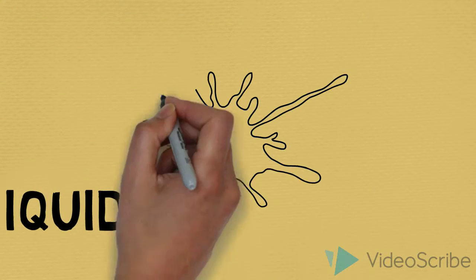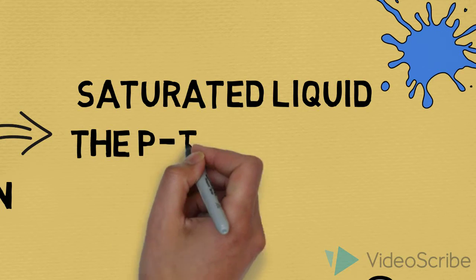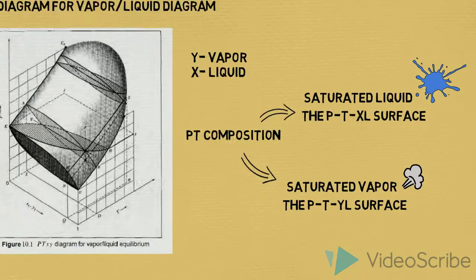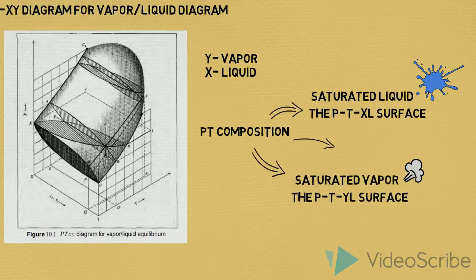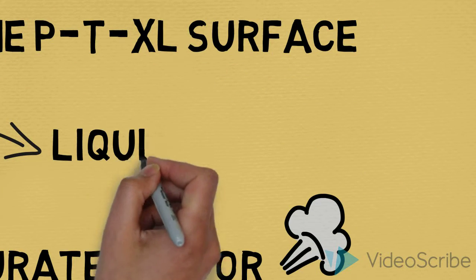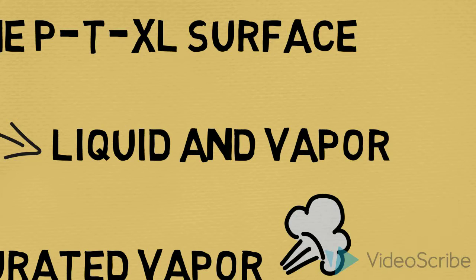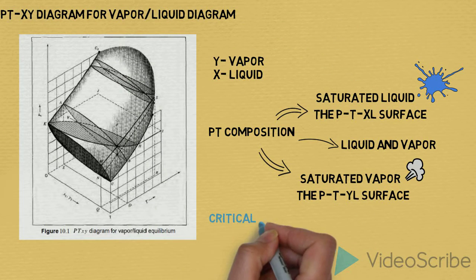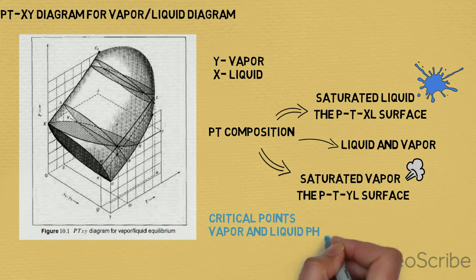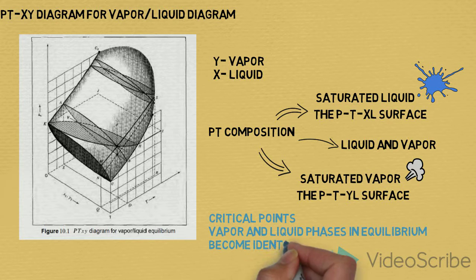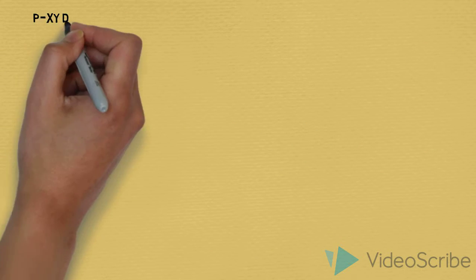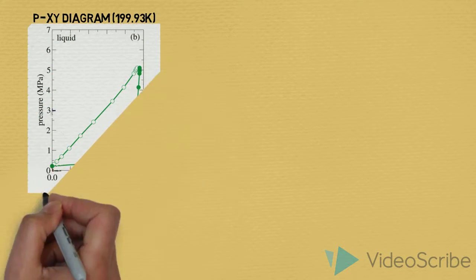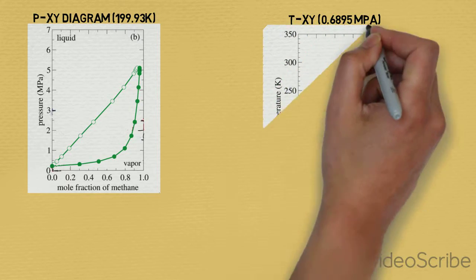The superheated vapor region lies below the undersurface, while the interior space between these two surfaces is the region of coexistence of both liquid and vapor phases. The critical locus is defined by the points at which the vapor and liquid phases in equilibrium become identical. And hence, due to its complexity, we will actually look at this phase transition in a 2D graph, by looking at the PXY diagram as well as referring to the TXY diagram.